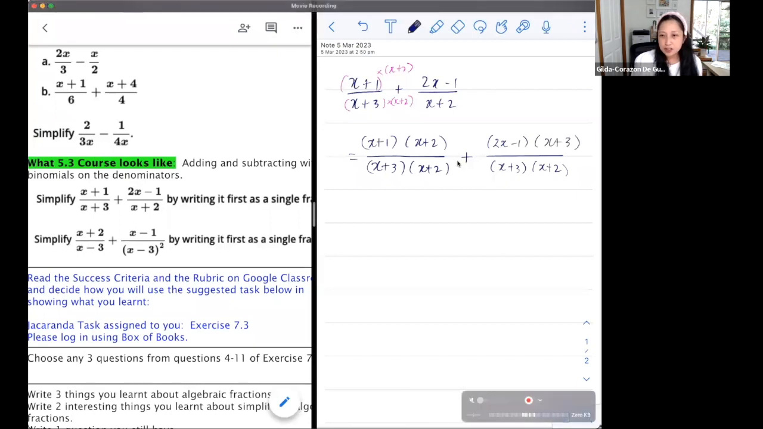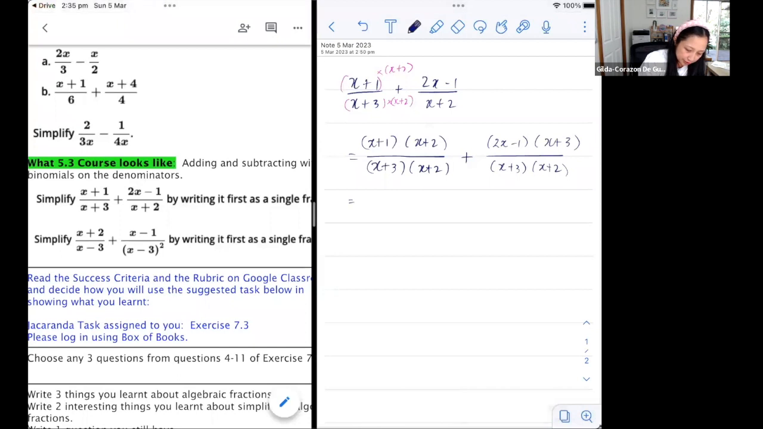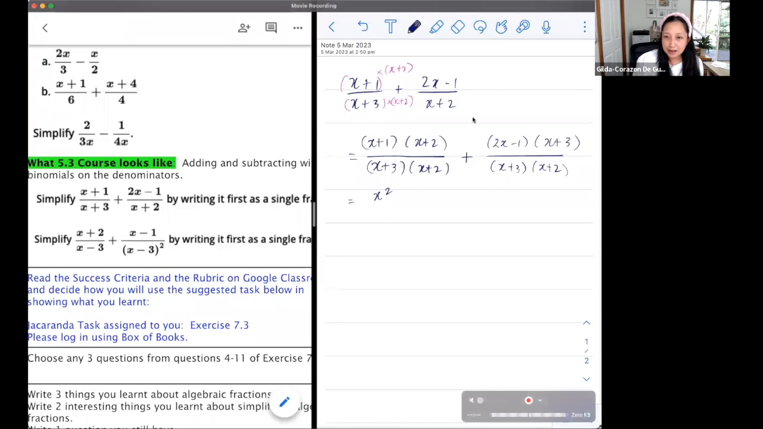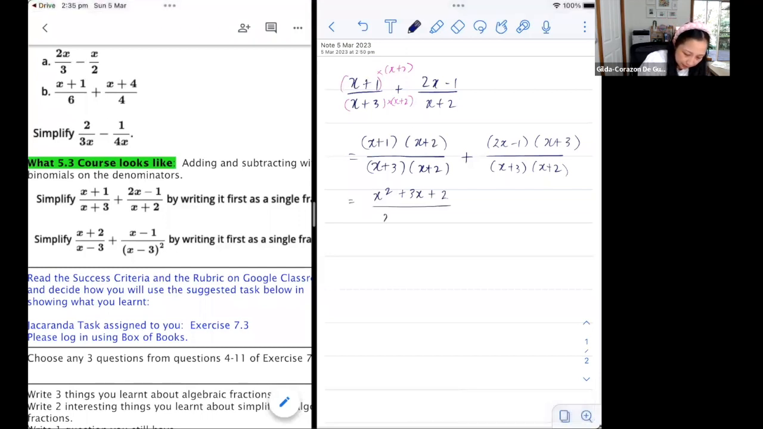Okay, so we can't really do anything here if we don't expand the top, right? So we need to expand the top first using our FOIL method. We have first terms: x times x is x squared. Outer terms and inner terms we add together, so that's 1x plus 2x, we get 3x. And then the last terms, 1 times 2, you get 2, over x plus 3, x plus 2.